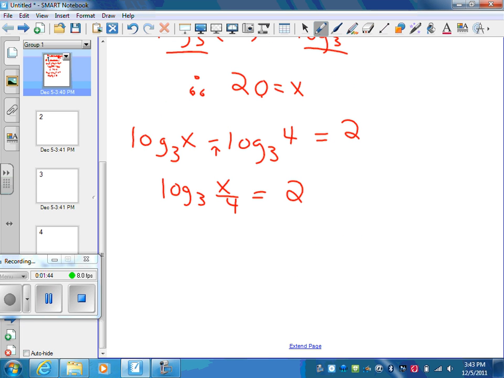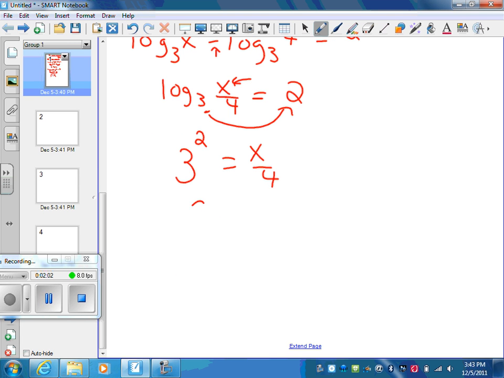Now I say, oh geez, what do I do? If you remember, the definition of a logarithm is that this means that 3 to the power of 2 is equal to x over 4. 3 to the power of this guy is equal to that. Okay? So now it's just algebra. I have 9 equals x over 4. X is equal to 36.